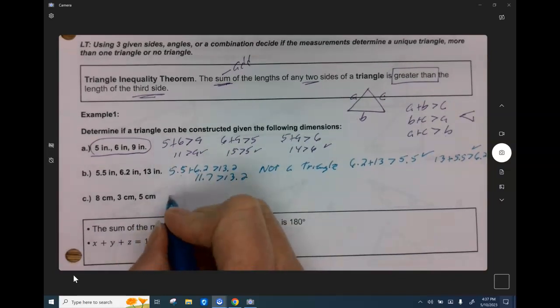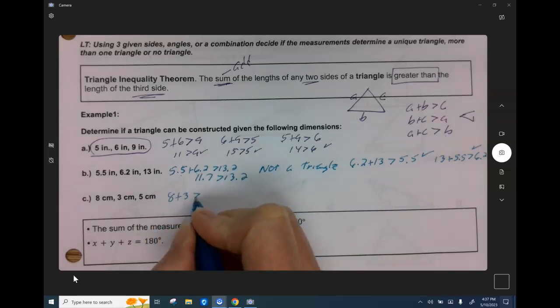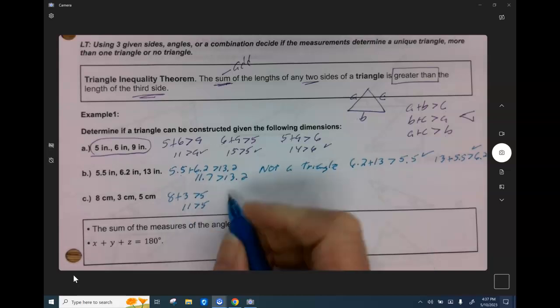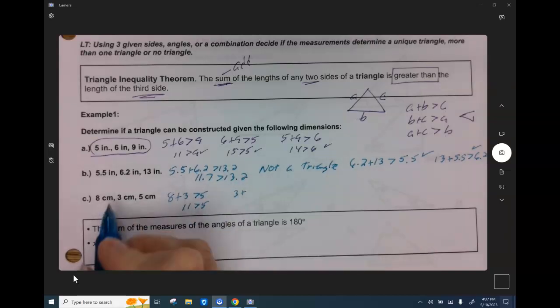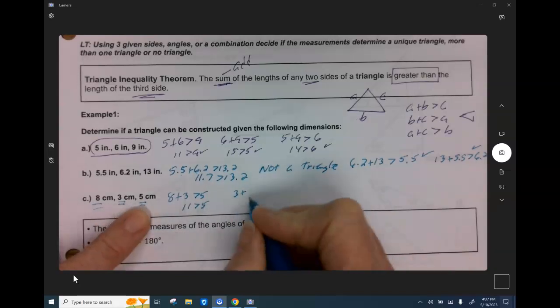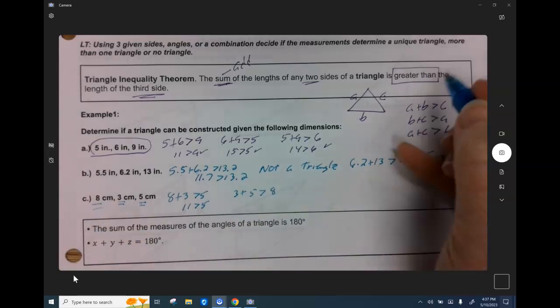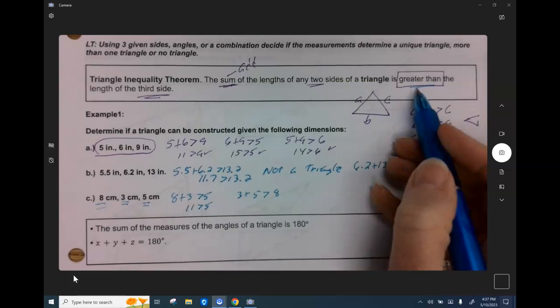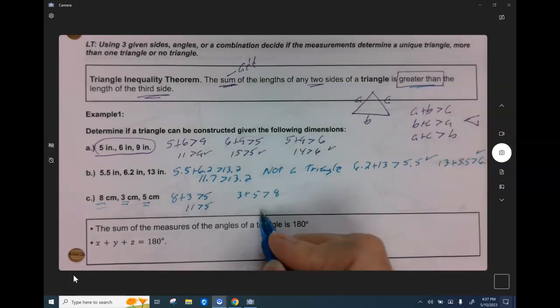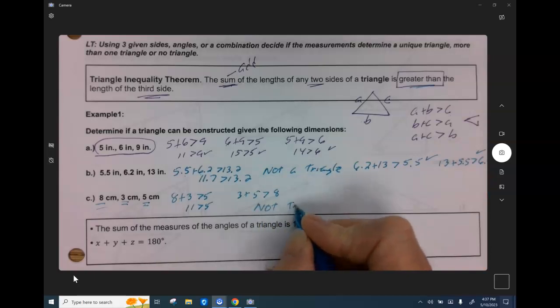So we're going to take 8 plus 3. Is that greater than 5? Well, that's 11. Yep, that's greater than 5. Then 3 plus 5. And all I'm doing is I'm taking these two, then I'm going to take these two, then I'm going to take these two. So 3 plus 5. Is that greater than 8? Oh, hold on a second. Look at this. It says it has to be greater. Can it be greater than or equal to? No, it has to be greater. This is not a triangle.